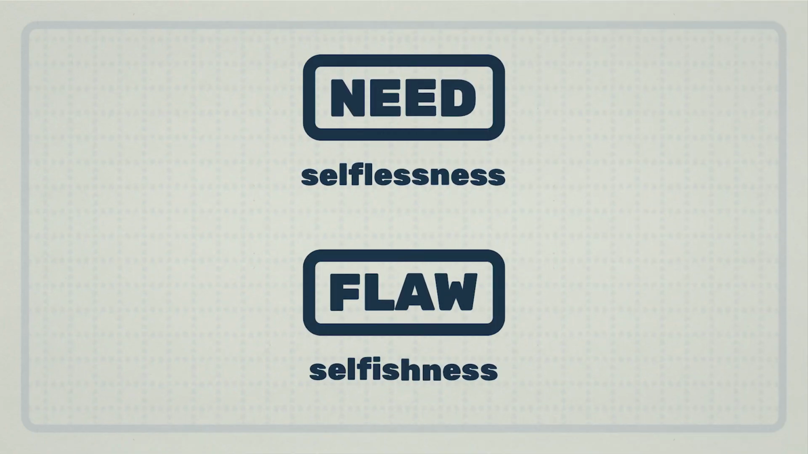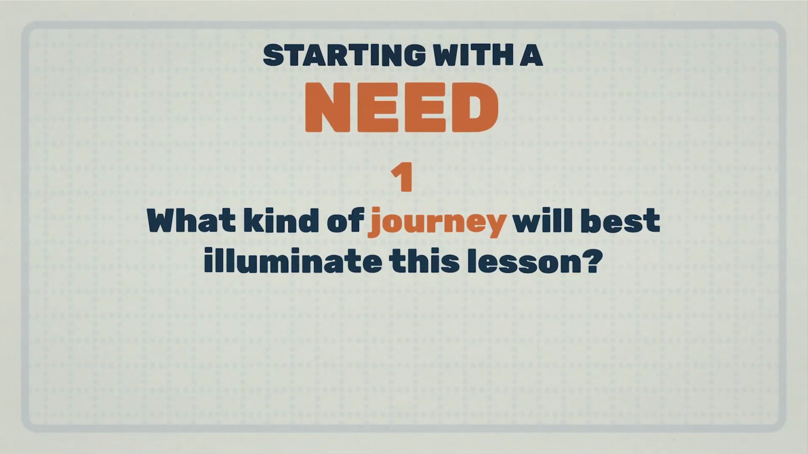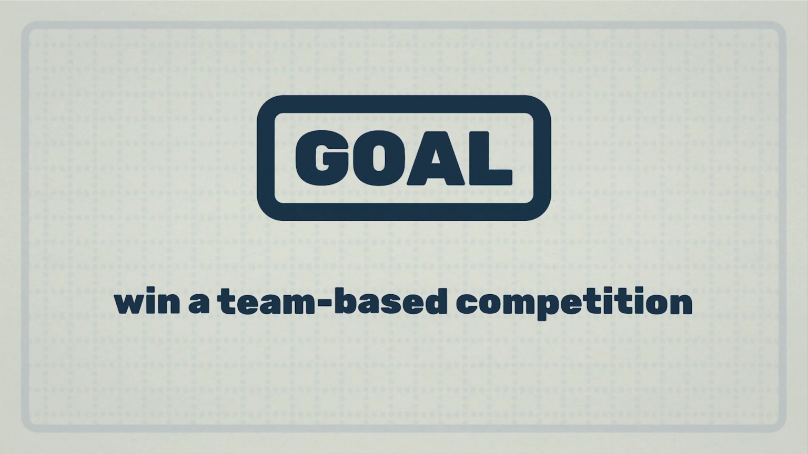As an example, if a character is selfless, you could make selflessness the need and have them start with the flaw of selfishness. So let's ask our 2 questions to turn a need into a goal and an antag. 1. What kind of journey will best illuminate this lesson? One option could be forcing your character to work in a team environment. The more selfish they are, the more detriment they cause to the team. So eventually, they must learn that the only way to find success is selflessness, which will also lead to success for others. So maybe the goal is to win a team-based competition.